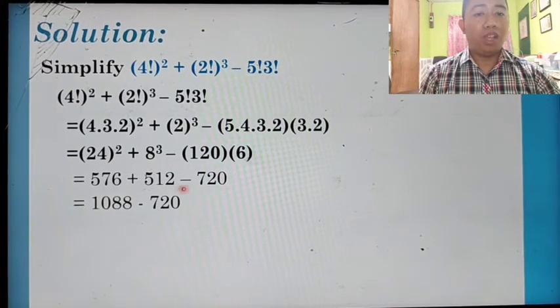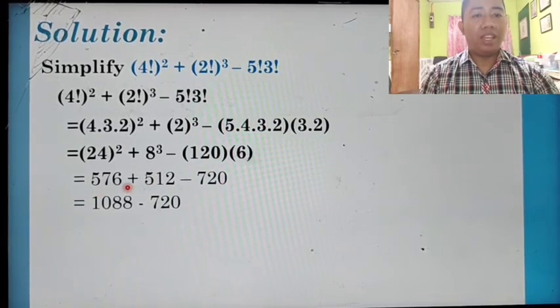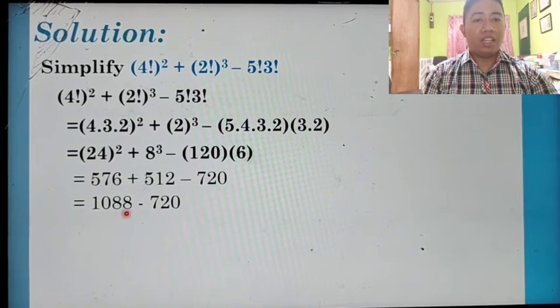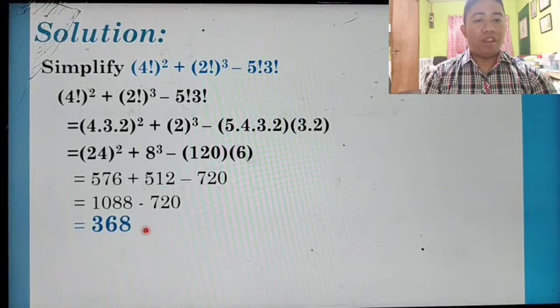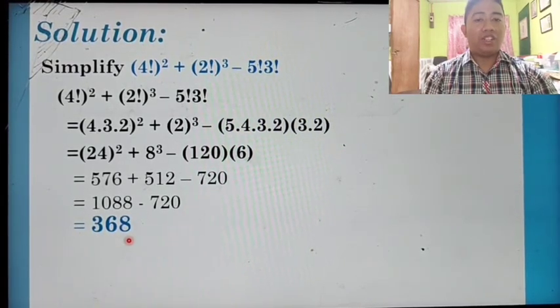Okay, the next step is to simplify all of this addition and subtraction from left to right. So 576 plus 512, so we get 1088. Then subtracted by 720, so we get the difference which is 368, and that is our final answer.